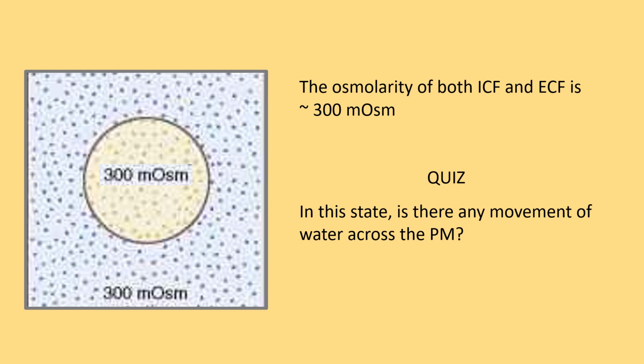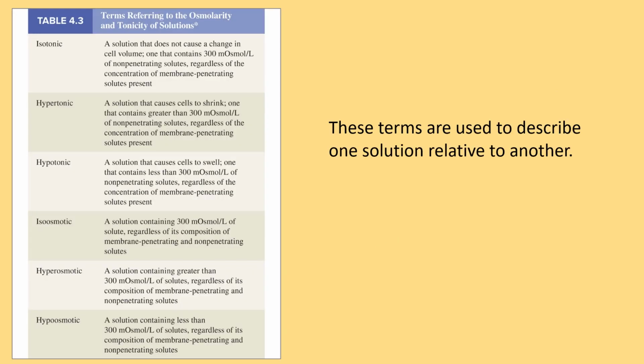The answer is yes. Water molecules do continue to cross the plasma membrane, but they move in opposite directions at equal rates. These two solutions are in equilibrium. So osmosis is happening, but there's no net movement of water molecules.